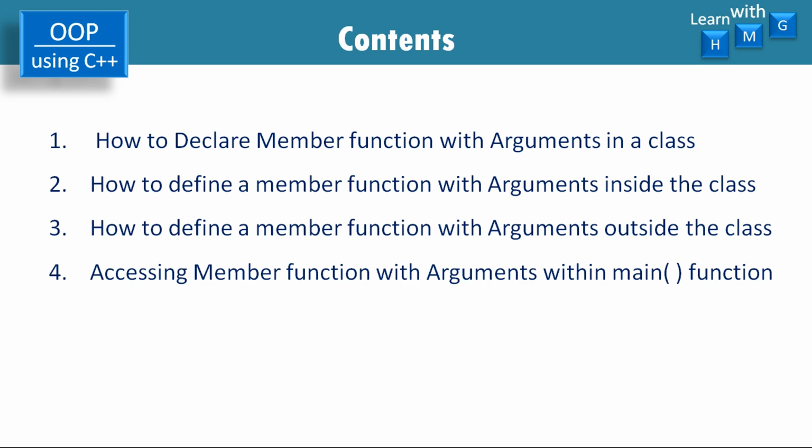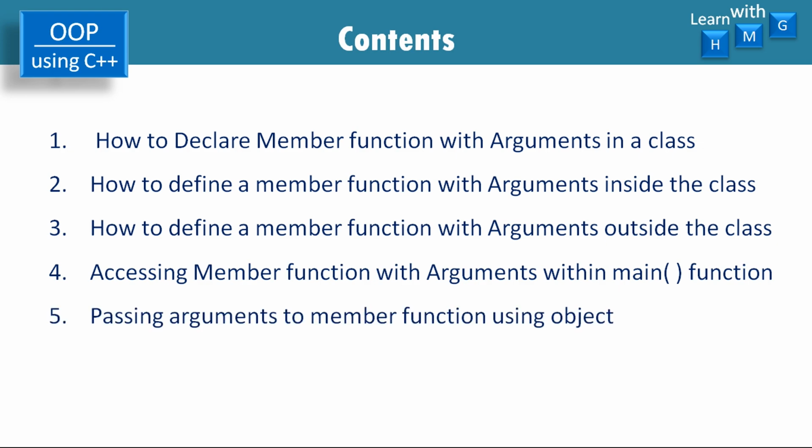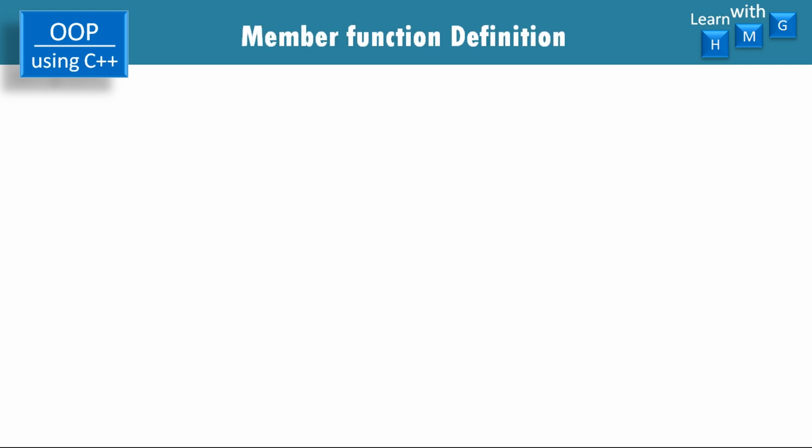So within the main function, how to access or call a member function which has arguments, and how to pass arguments to the member function using an object. The member function is called using an object, and we will see how to pass arguments to such a function.